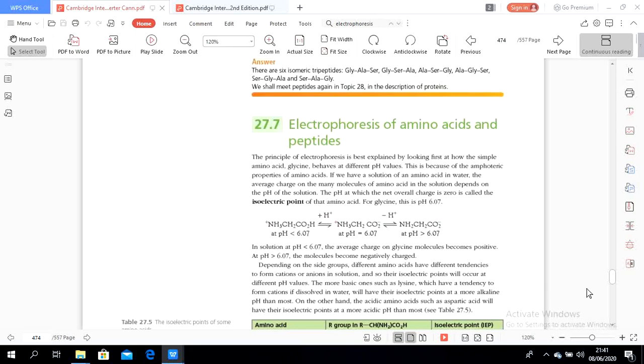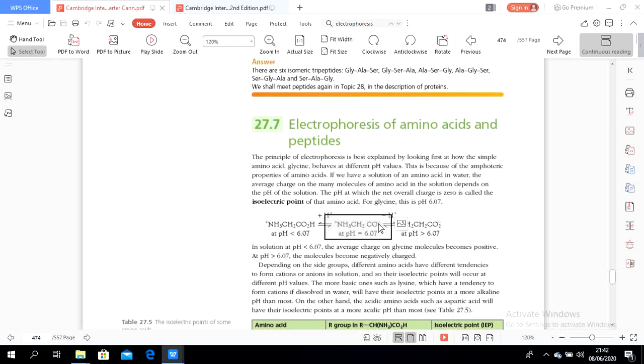For glycine, on addition of acid, at pH less than 6.07 it forms NH3+. And when it is negative, COO-, it is at a pH of more than 6.07, and then the isoelectric point is in between. It is exactly not positive, not negative, it is zero. Why is it zero? Because in here one positive, in here one negative, so they eliminate each other. In solution at pH less than 6.07, the average charge on the glycine molecules becomes positive. It is attracted to the negative side. And at pH more than 6.07, the molecules become negatively charged.